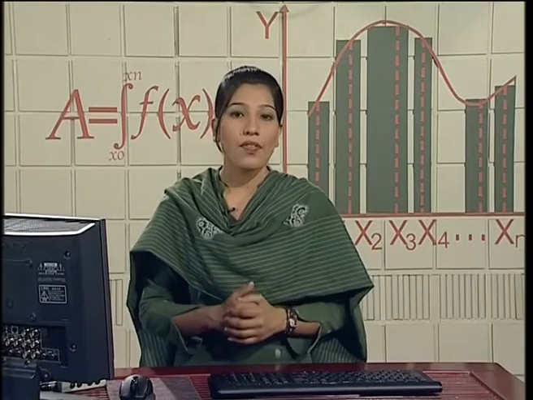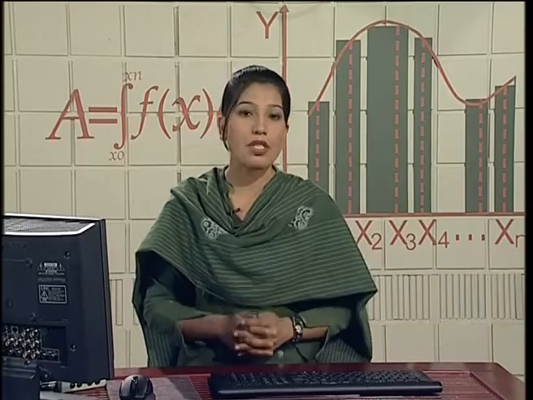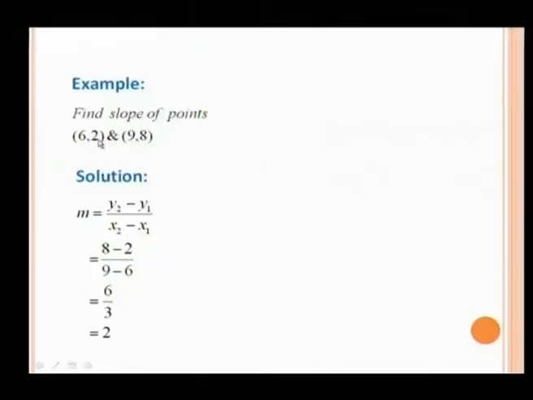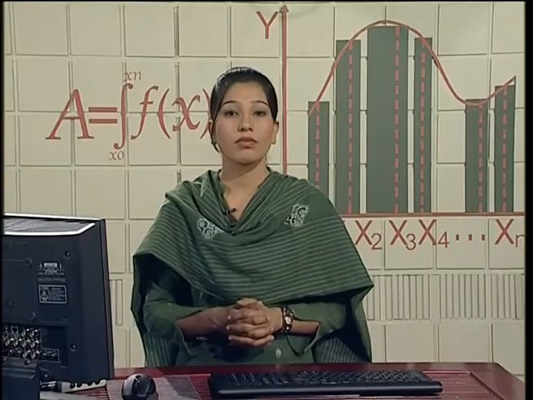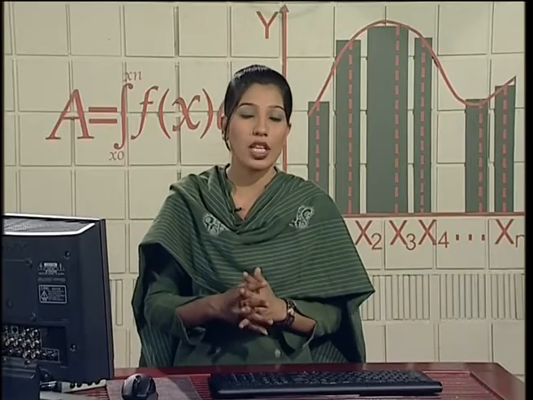Dear students, now we will explain slope with the help of some numerical examples. You can see some examples on the screen. In the first example, we have to find the slope of points (6, 2) and (9, 8). For the solution, we will use the slope formula, which is m equal to y2 minus y1 divided by x2 minus x1. So 6 divided by 3 gives 2, which means the slope for these 2 points is equal to 2.